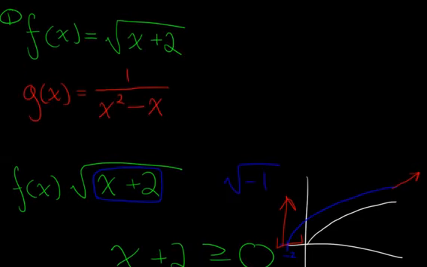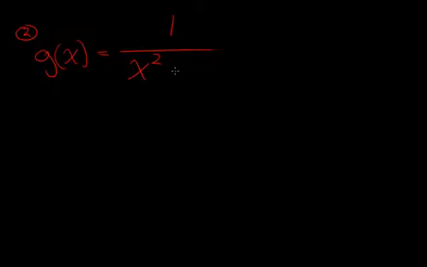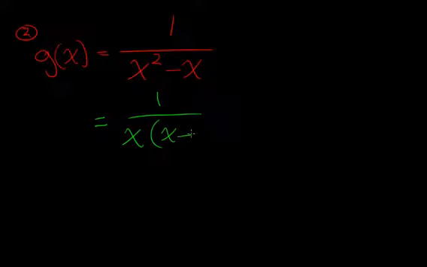Now question 2, we're going to do quickly. g of x is equal to 1 over x squared minus x. This looks complicated, but it's not really. I'm going to rewrite it. I'm going to factor out an x in the denominator. So now it becomes 1 over x times x minus 1, because when you plug x back in, you get this.